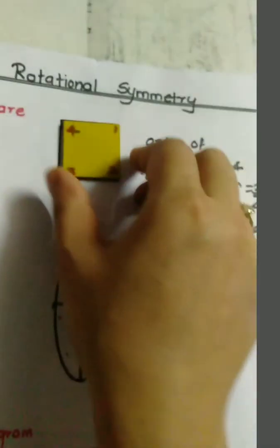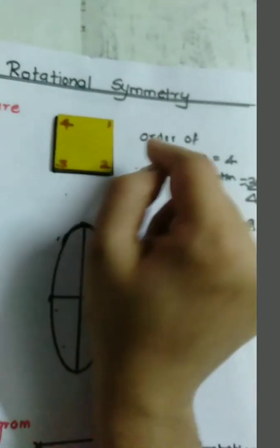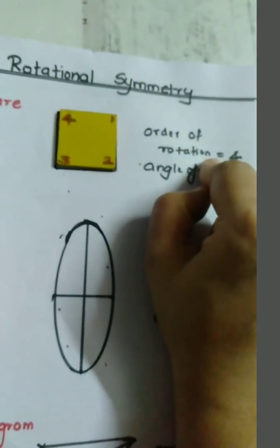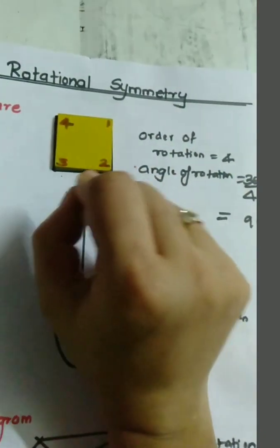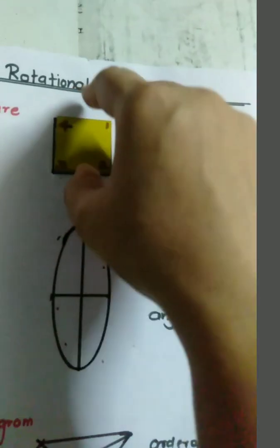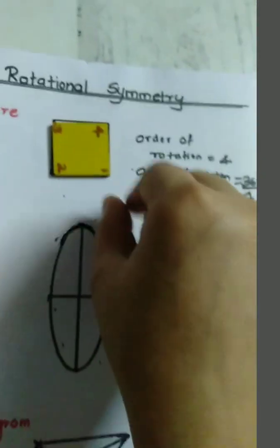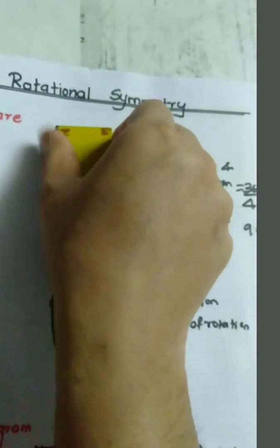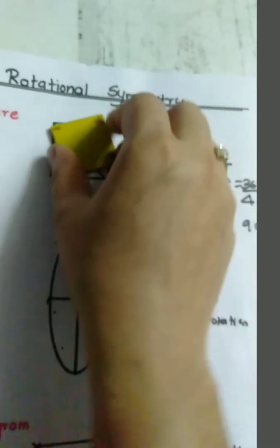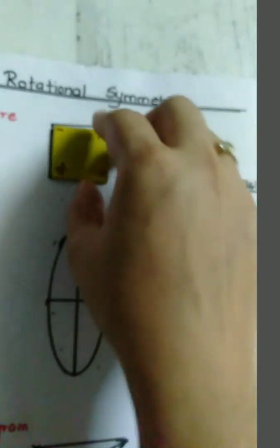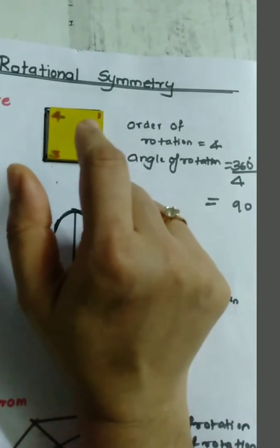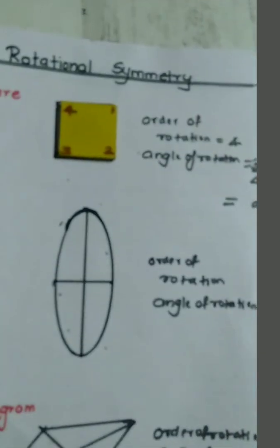Now let's see what the order of rotation is. Order of rotation is nothing but how many times, if you rotate, the shape still looks the same. I rotated once, the shape looks the same; twice, the same; thrice, the same; and the fourth time the object has come to the original position and the shape looks the same. That is why the order of rotation here is 4.